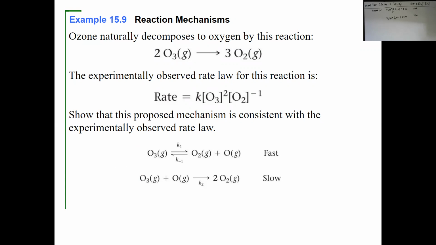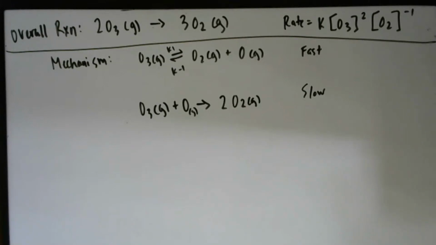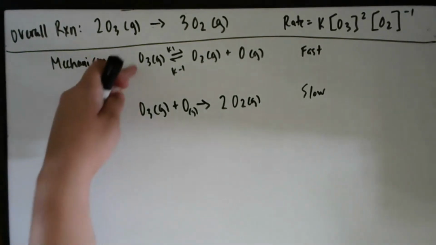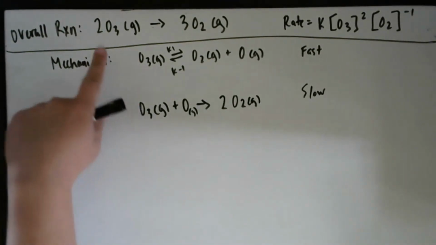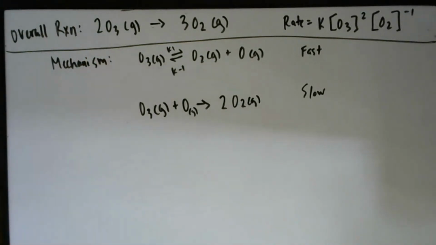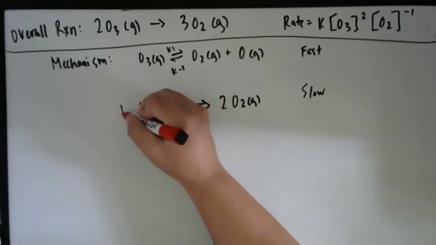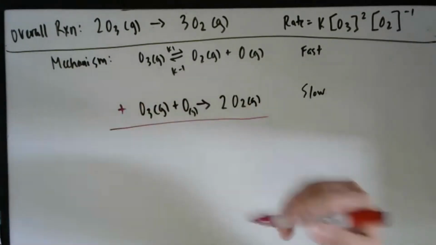All right. The first thing that you're going to need to focus on when you're looking to prove that a mechanism is true is you need to look at this mechanism and make sure that when you add the steps of the mechanism together, you get the overall reaction back out. Because if you don't, then you're dead in the water right away, right? To do that, I like to put a little plus sign there and make it look like a math problem.